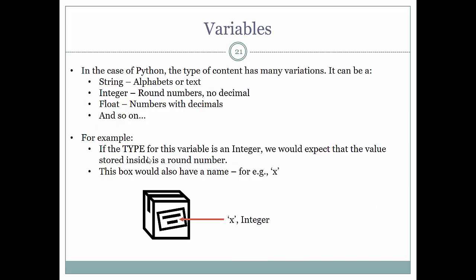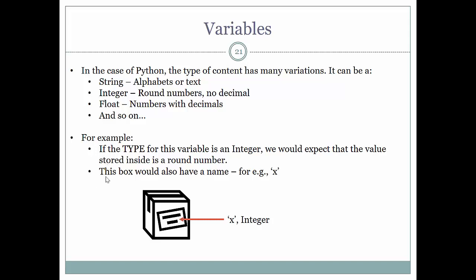In the case of Python, the type of content can have many variations. It can be a string, like we have seen, a string of characters or alphabets. It can also be a round number, which is an integer. Or if the number has decimals, then we will consider that a float. If the type for this variable is an integer, we will expect that the value stored inside the box is a round number. That is the implication of knowing the type of content.